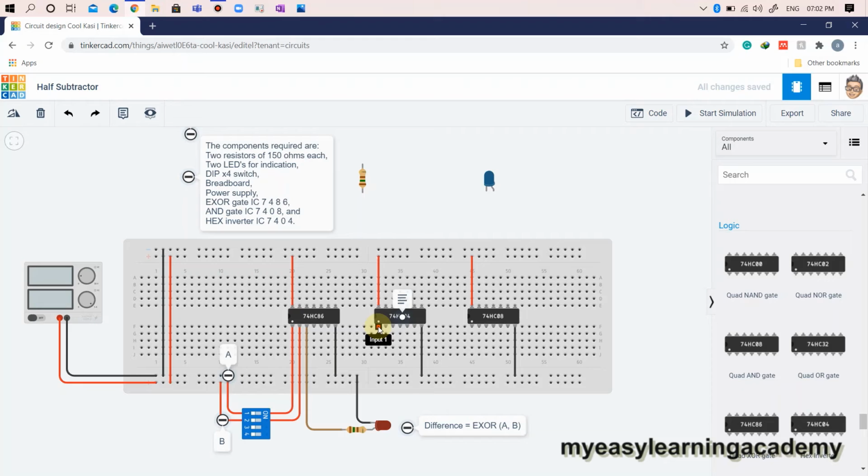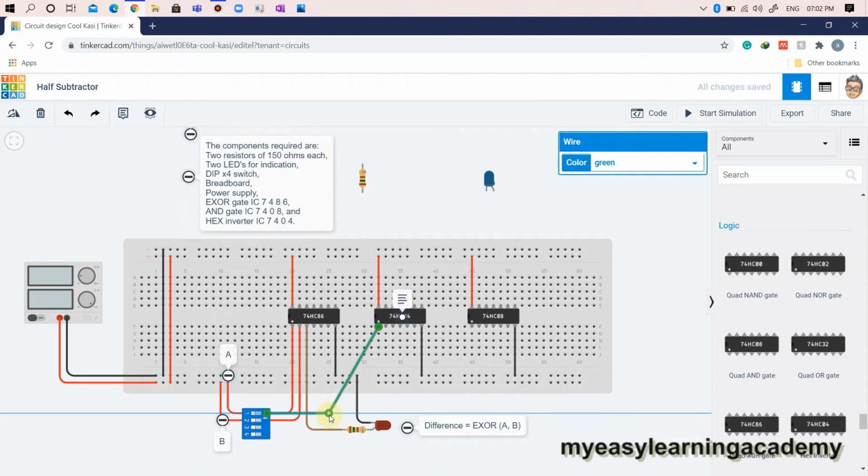The expression for borrow output requires NOT or inverted input A. This inverted input is achieved by using hex inverter IC7404. The inverted output is available at pin output 1.